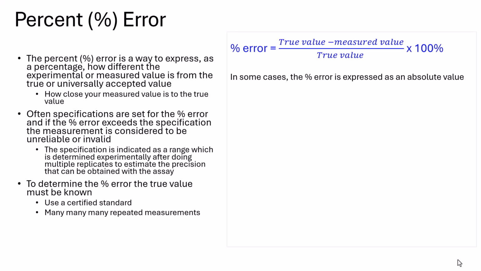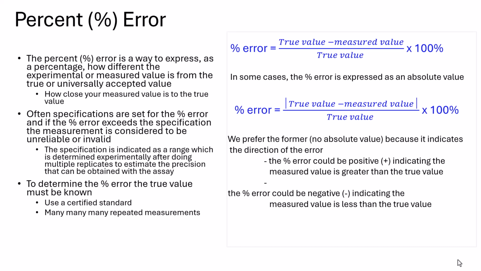Okay, in some cases the percent error is expressed as an absolute value, so there's no sign. It's just a magnitude, just the size of the error, but it doesn't tell us the direction. The sign, plus or minus, tells us the direction of the error. So at least in our labs, we do not use the absolute value, because the original equation I showed you, the first one with no absolute value signs, tells us the direction of the error.